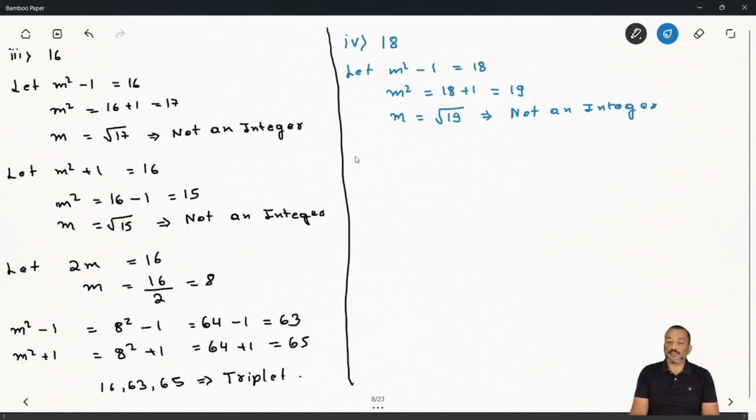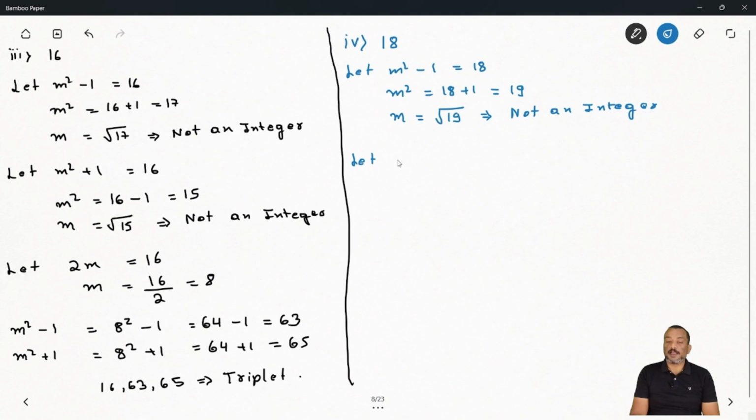Not an integer. Okay. So based on that we can reject this one. Now next one we can say let m square plus 1 is equal to what? 18. So we can say m square is equal to 18 minus 1. So you will get what? 17. Now, so m is equal to how much? Square root 17. So it is also not an integer. We can write not an integer.